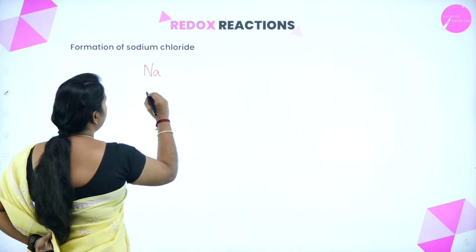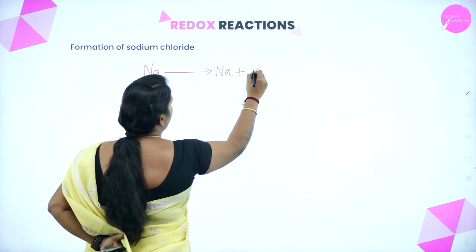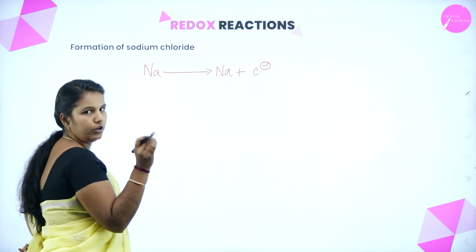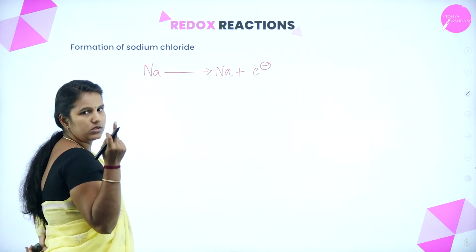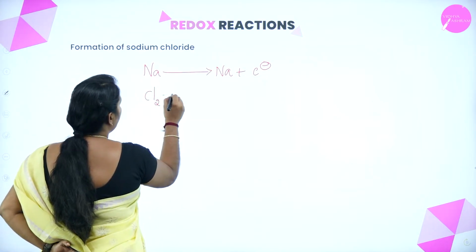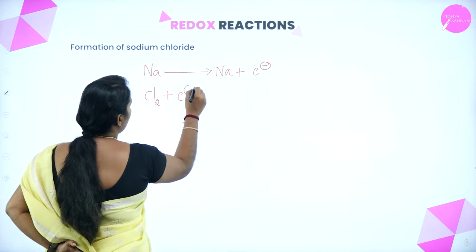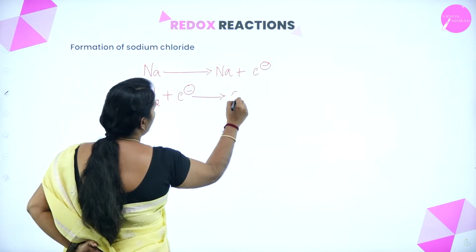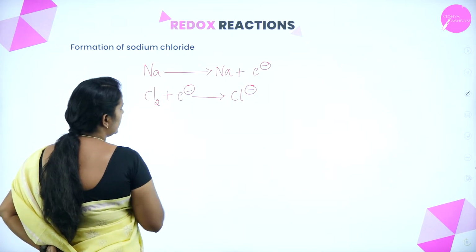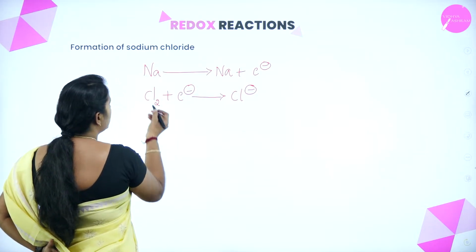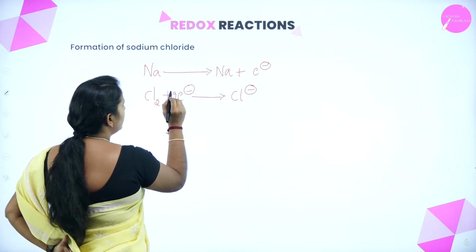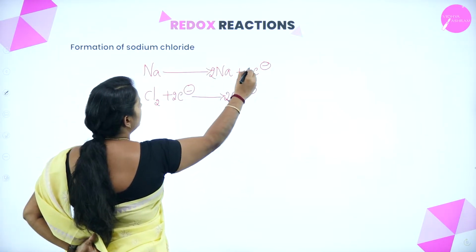Sodium, we know that it loses electrons. But in sodium there is only 1 electron in the outermost shell, so it can lose only 1 electron. This 1 electron will be accepted by the chlorine and forms Cl minus. In order to balance this, because 2 Cl are there, we will write 2, then again 2.